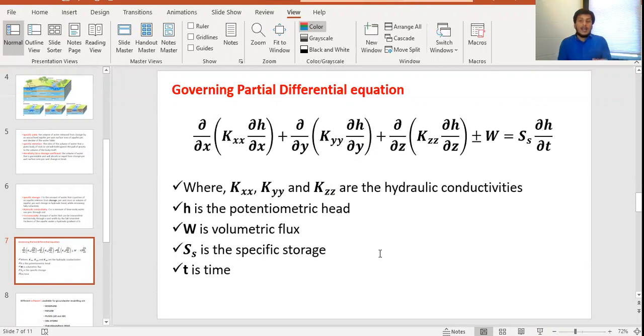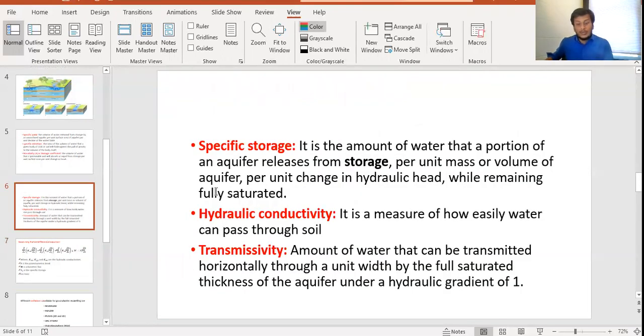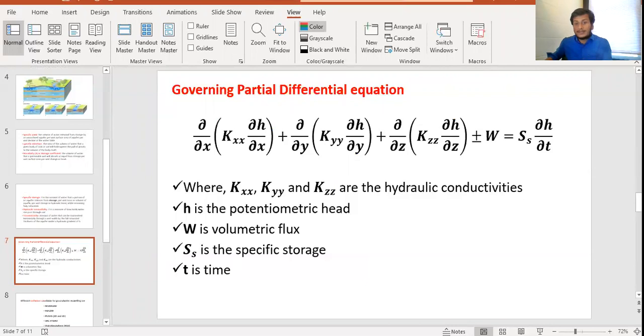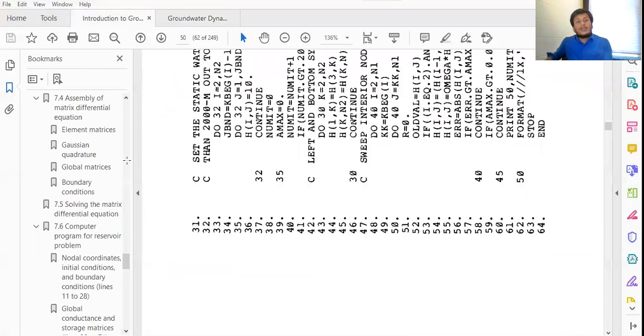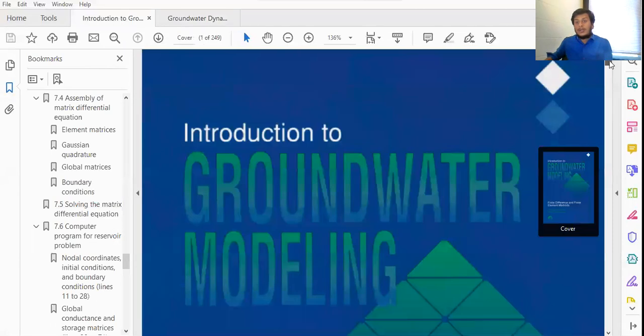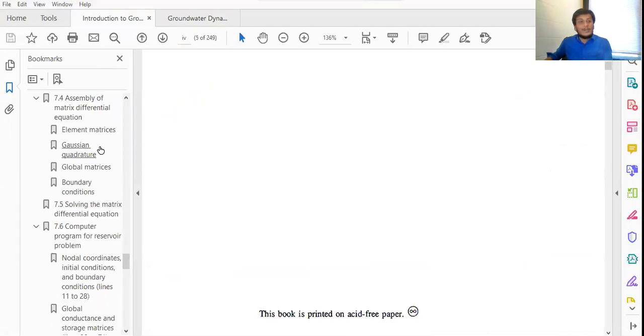In this class, Dr. Day helped us to understand the struggle, how they solve the equations, how they use mathematical functions, transformations, and all, to monitor some hydrological properties. So I'd like to show a few things related to this study. I got two books which are almost related to our partial differential equation.